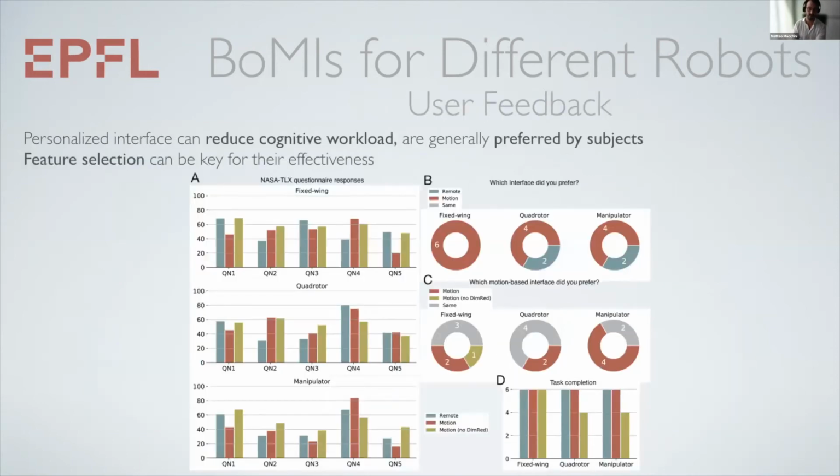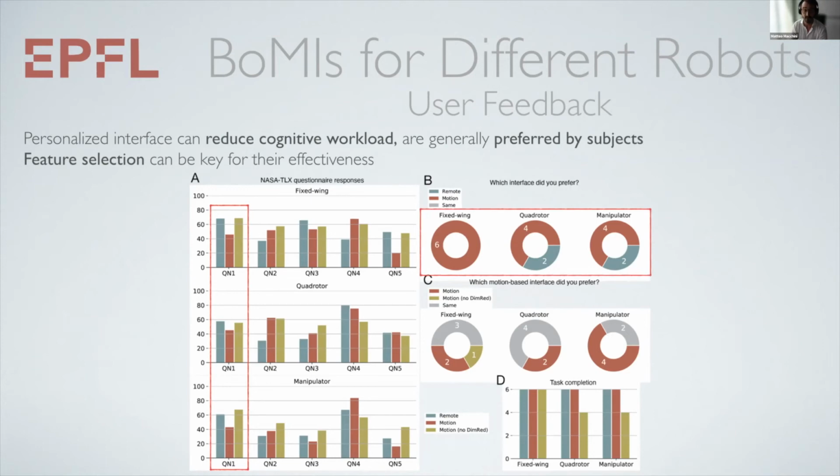Also, we evaluated the user feedback, so how they liked it and how they felt in terms of cognitive workload during the operation. And we show that motion-based interfaces can reduce the cognitive workload. This is a standard questionnaire for cognitive workload. It's called the NASA TLX. And here we demonstrate that people felt less mentally challenged and less mentally stressed during the operation, meaning that they didn't have to think about what to do to control the robot because it was a natural motion. They also consistently preferred the motion-based interface.